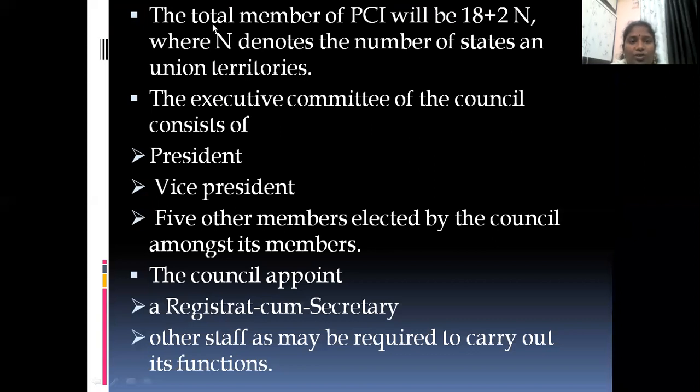Total members: 18 members plus 2 for each state, that is 18 plus 2n, where n denotes the number of states and union territories. So from the states and union territories we are appointing 2 persons each, that is 18 plus 2n. Those persons we are electing. The executive committee of the council consists of a president. The Pharmacy Council members only elect this president, vice president, and also 5 members.